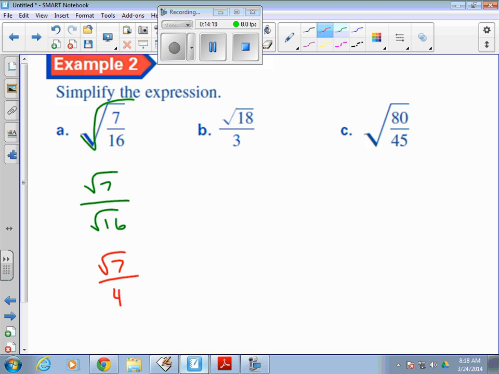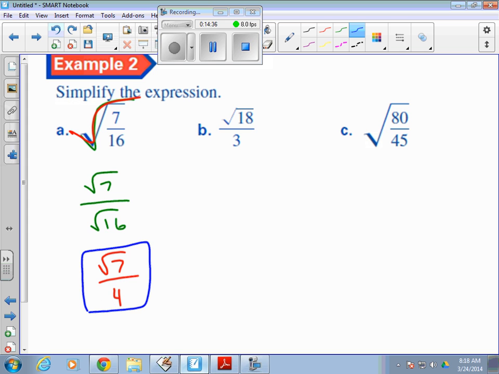Again, ask yourself the 3 questions. Are there any perfect squares in 7? No. Is there a radical under a fraction symbol like it was at the beginning, the great big thing? No. And is there a radical symbol at the bottom of a fraction anymore? No. So this is simplified. No, no, and no means it's simplified.